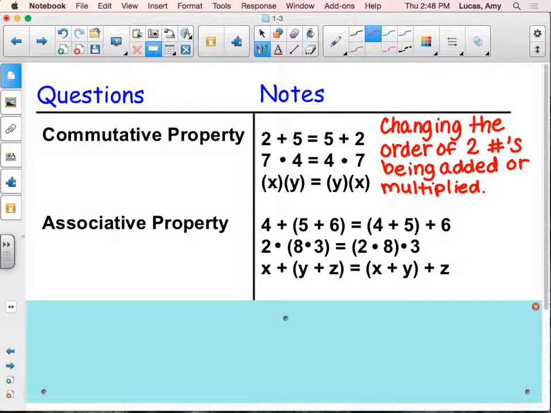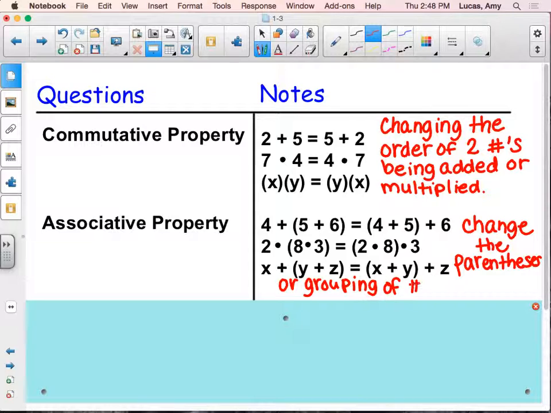The associative property is when you change the grouping symbol. So you move the parentheses, you change the parentheses instead. So associative property, change the parentheses. And again, this is only good for addition and multiplication. So change the parentheses or the grouping of numbers being added or multiplied.